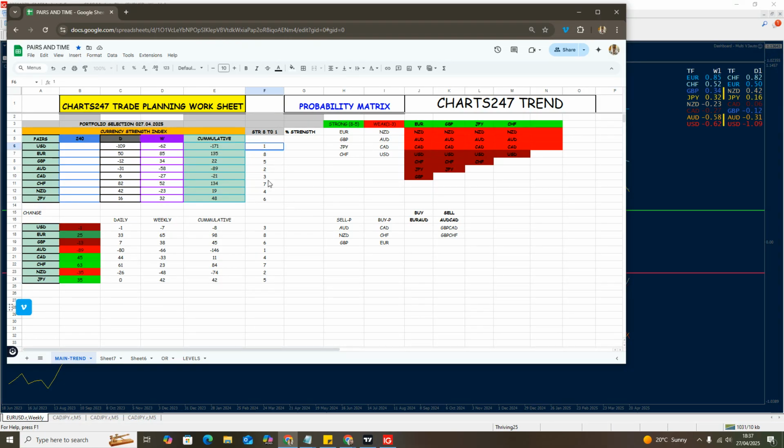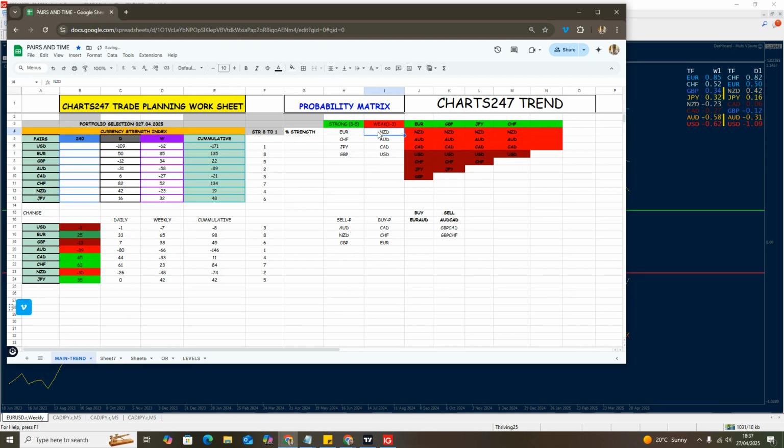So as you can see, the strong pairs are the Euro, followed by the Swiss CHF, then we've got the JPY, and we've got the 5 is GBP. Be careful buying pounds right now, GBP. Okay, based on this, we'll get to the chart anyway.